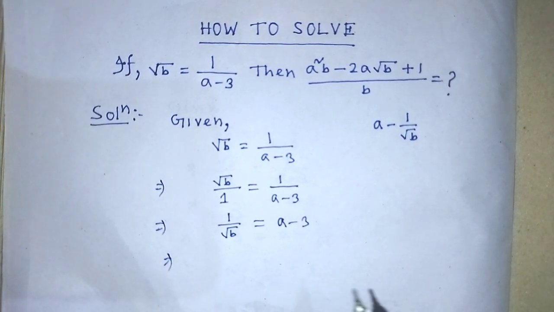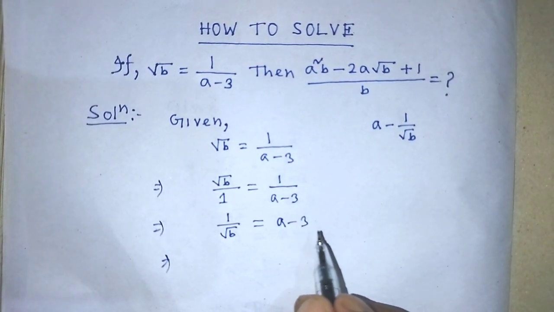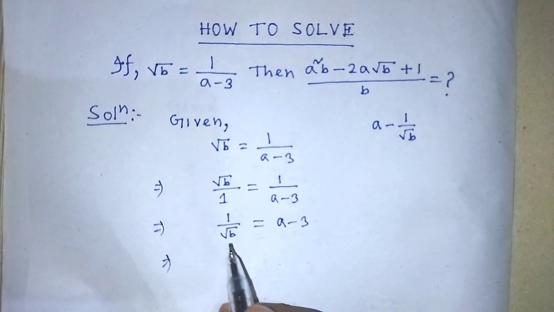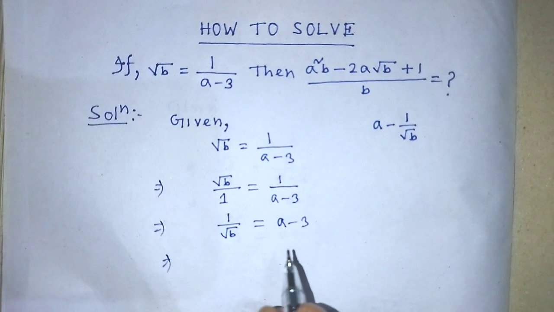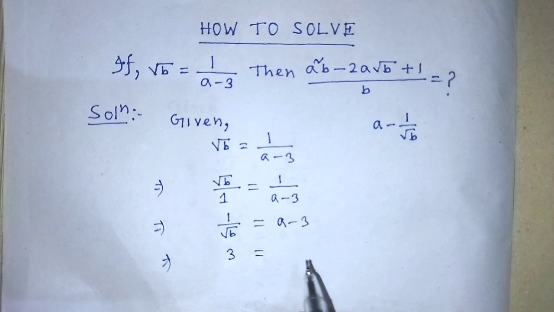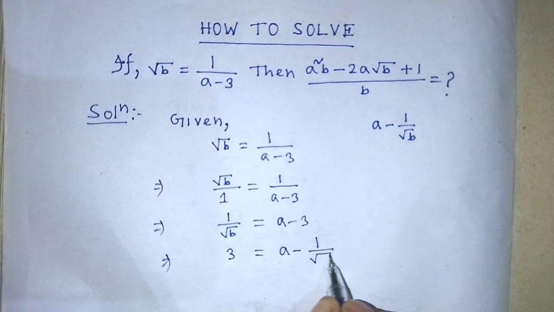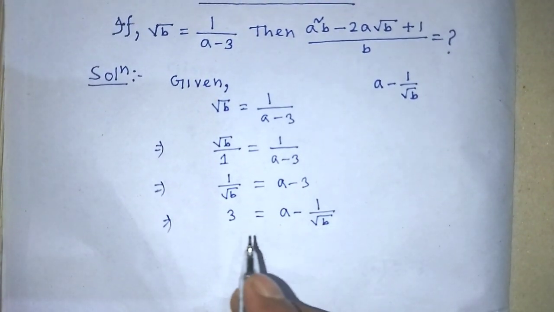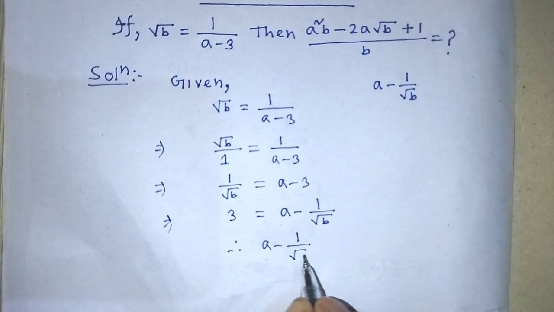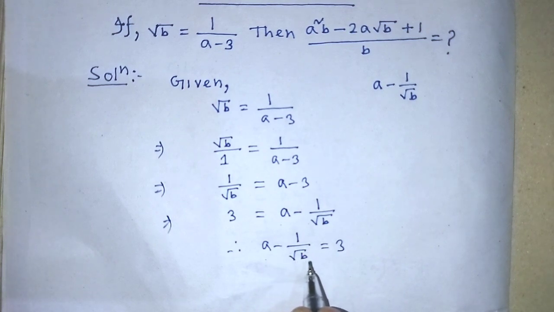So student, we have to transpose 3 from the right side to the left hand side, and we have to transpose 1 over root b from the left hand side to the right hand side. So on the left hand side we write 3 is equal to, on the right hand side, a minus 1 over root b. So student, the value of a minus 1 over root b is equal to 3. So this is the value of a minus 1 over root b.